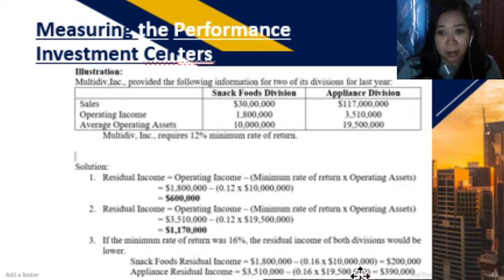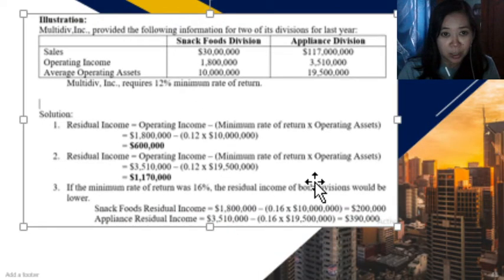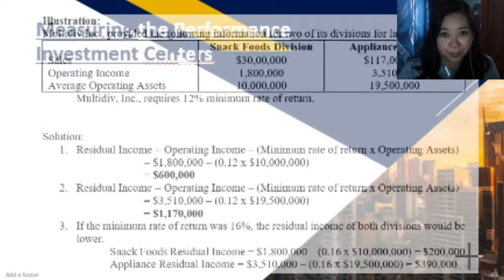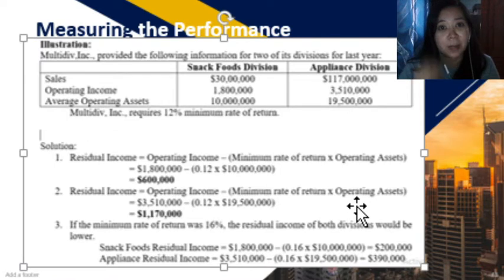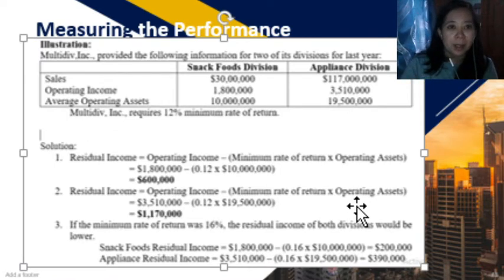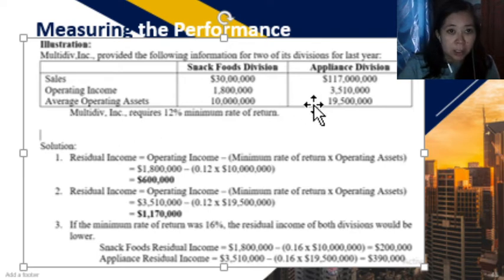To understand better, we have this illustration. We will use this illustration to explain further how to determine the residual income. We have the data here also. We will use the same data from this company that we also used in determining our return on investment in our previous video lecture. This is for the snack foods division and the appliance division.